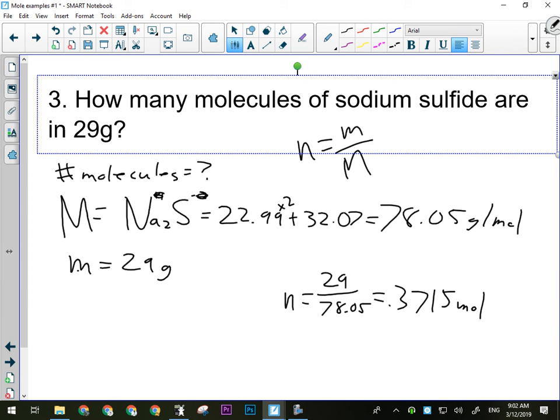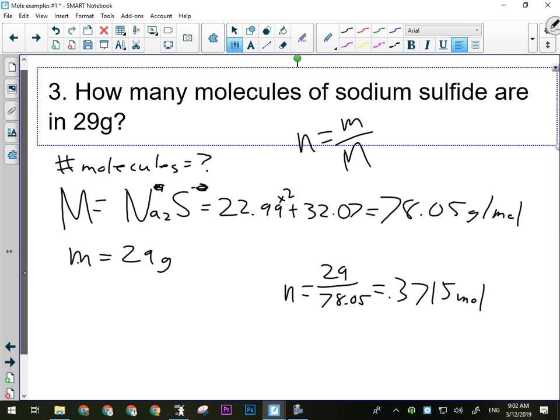Okay, I'm just rounding off. I'm going to keep all the numbers in my calculator. I'm just not going to write them all here. All right, now that I know the number of moles, how can that help me get the number of molecules? What other number do I need here? I need Avogadro's number. What does Avogadro's number tell me?